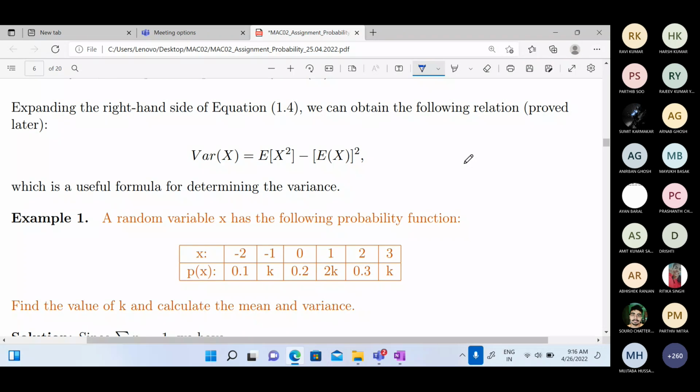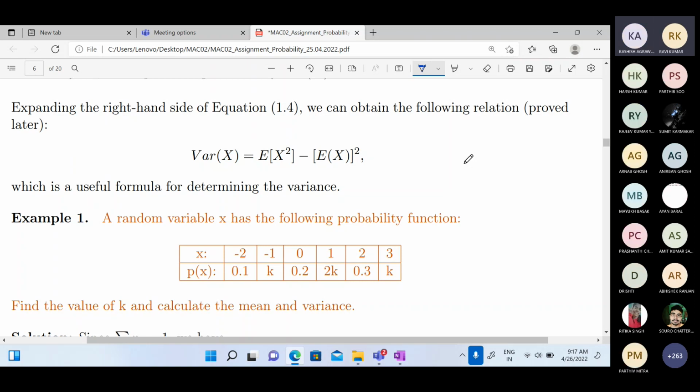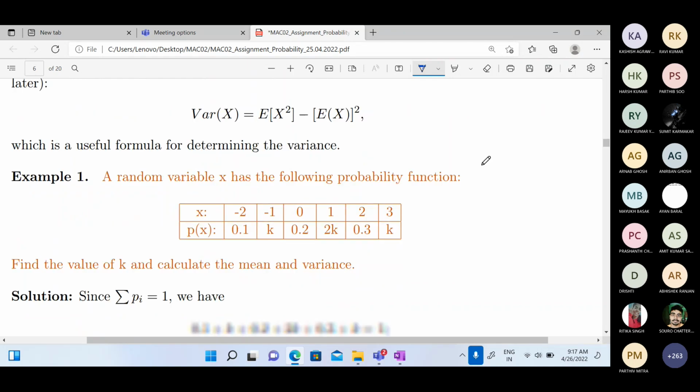How can we find it? The summation of P(x) is equal to 1. The summation of the probabilities should be 1. That means if we know all the sample spaces and their probabilities, and we add all of them, it will be 1. So that's it.